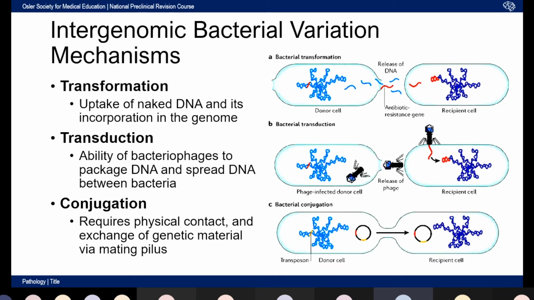So then for intergenomic bacterial variation, this slide sums up the main mechanisms used to transfer DNA between cells. Transformation is uptake of naked DNA. Transduction is using bacteriophages to package DNA and spread DNA between bacteria. Bacteriophages are viruses of bacteria. And then conjugation, which requires physical contact and then exchange of genetic material via a mating pilus. This tends to be how plasmids are swapped between cells or transferred to cells.